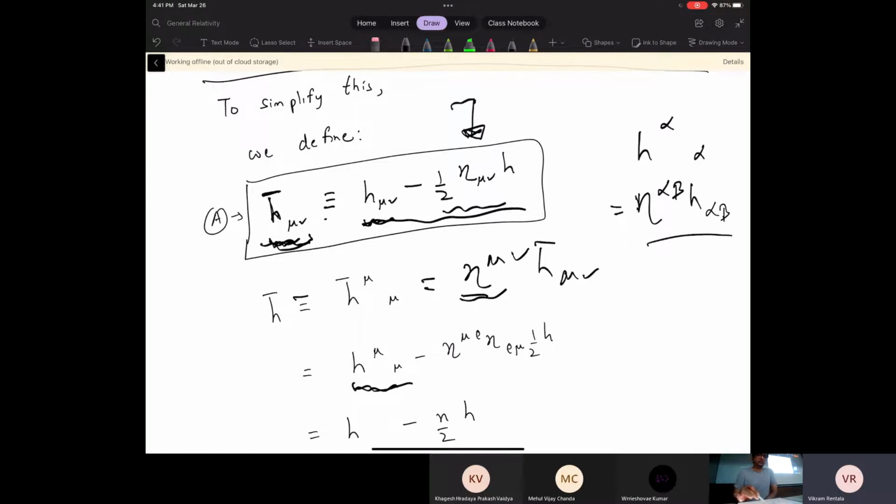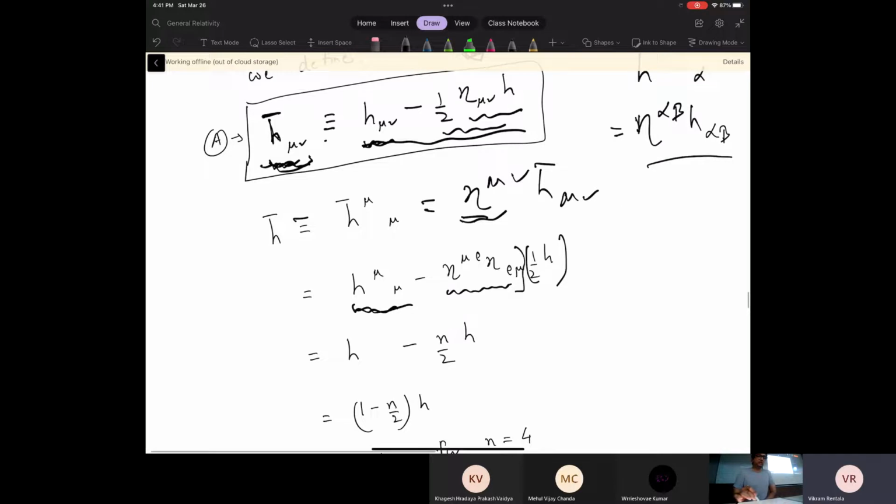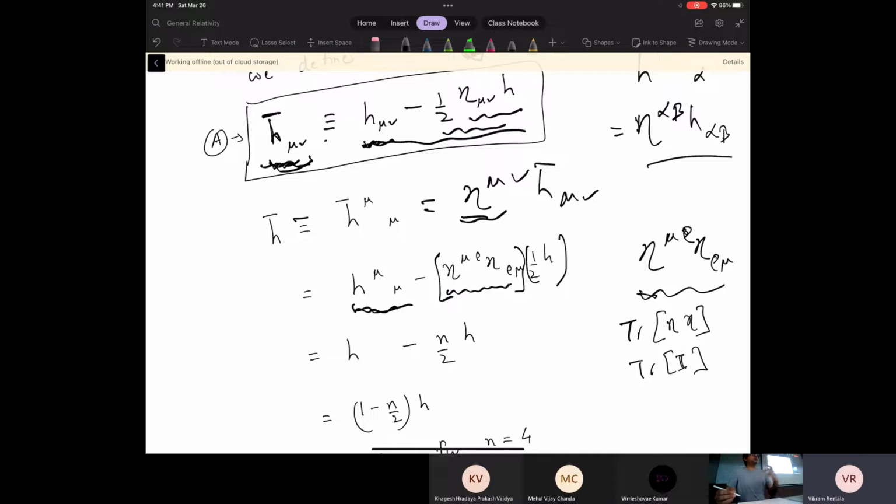When I take eta mu nu times the second term, what I have is eta mu rho times half h. What is eta mu rho times eta mu rho? If you're in 4 dimensions, it's 4. If you're in n dimensions, it's n. Because if I think about this as matrices, this is the trace of eta times eta, which is the trace of the identity matrix. So it's the number of dimensions. In 4 dimensions, it happens to be 4. So this is h minus n by 2 h.